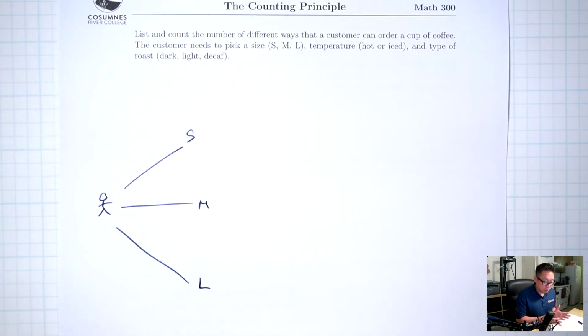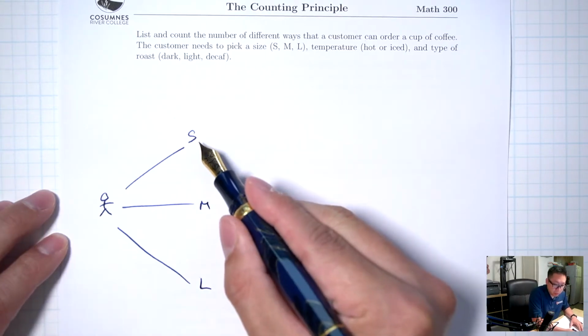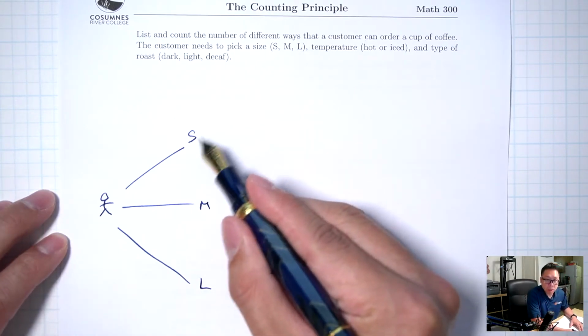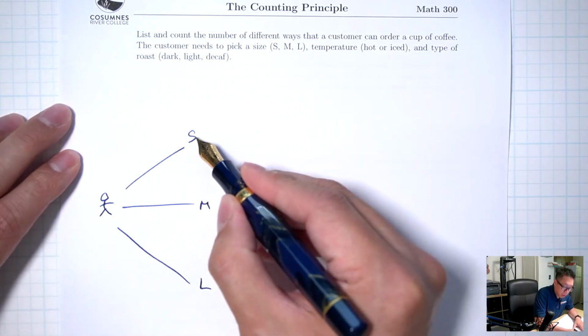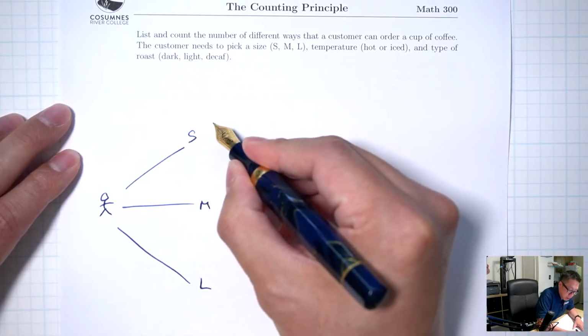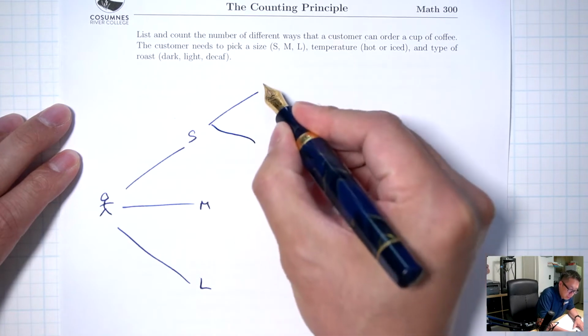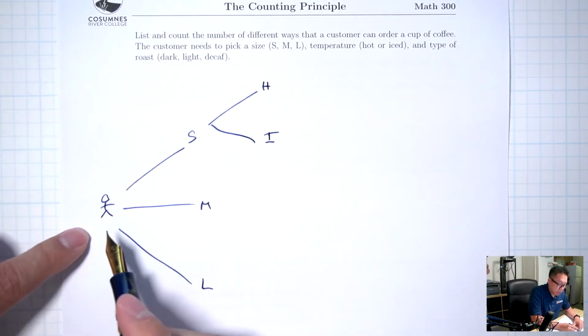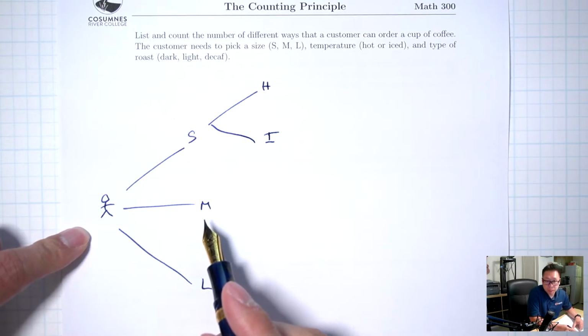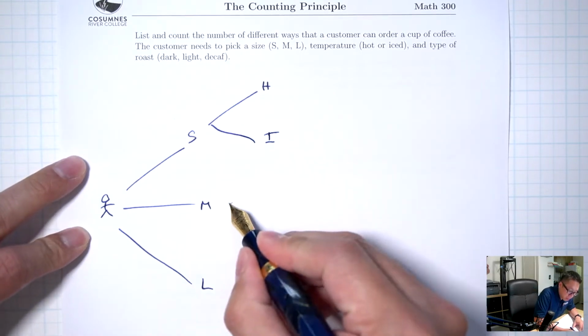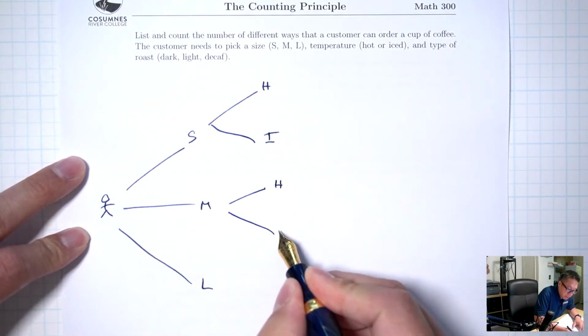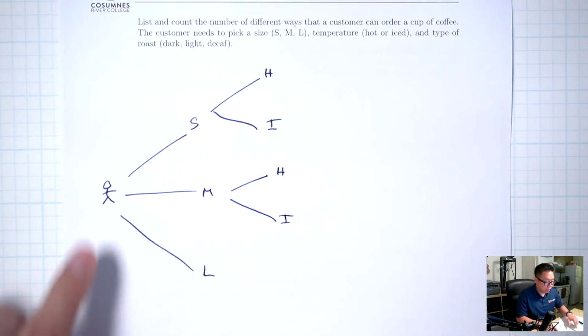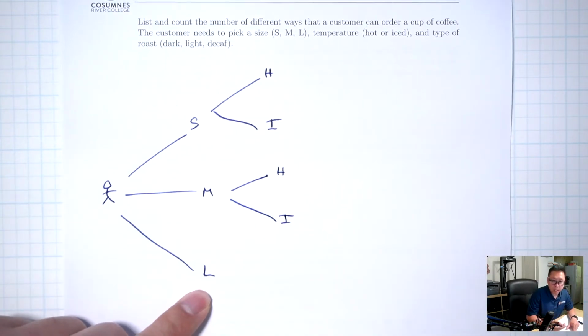After they pick a size, they pick a temperature. Okay, so after they pick a size, say they pick small, now they have an option of going hot or iced. So from this small, they can either go hot or iced. Similarly, if they went medium, after they pick medium, they would have an option of hot or iced. And then if they pick large, they can now pick hot or iced.